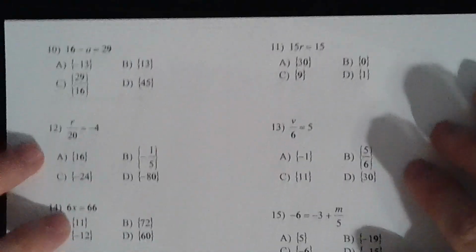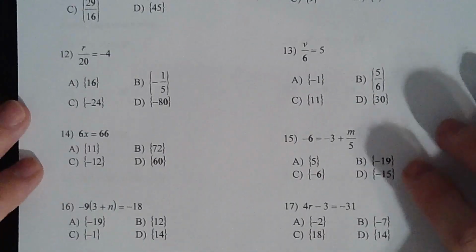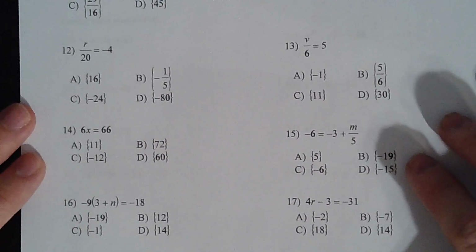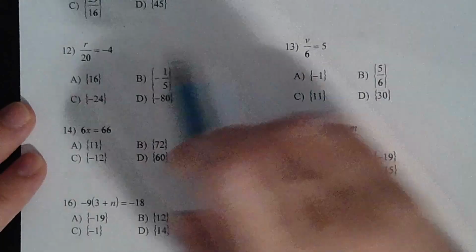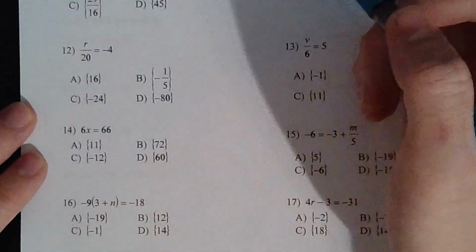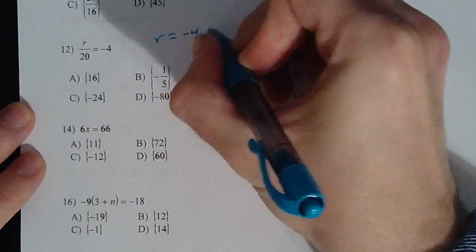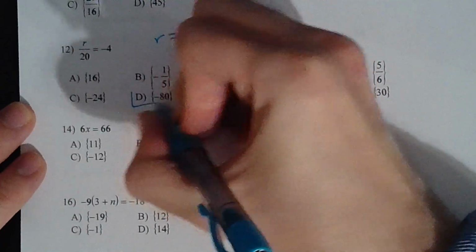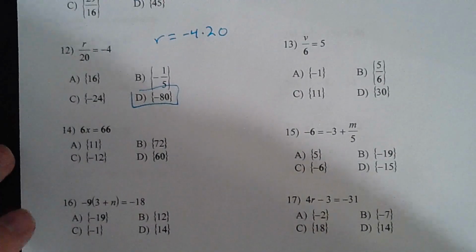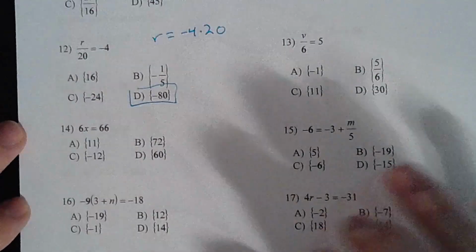So on to the second page here. I'm going to start with number 12 now. On number 12, easy enough. When you're dividing something to undo division, we're going to multiply. So we're multiplying both sides of the equation by 20, and you get r is negative 4 times 20, which is negative 80. Use that calculator if needed. Kind of a freebie, to be honest.